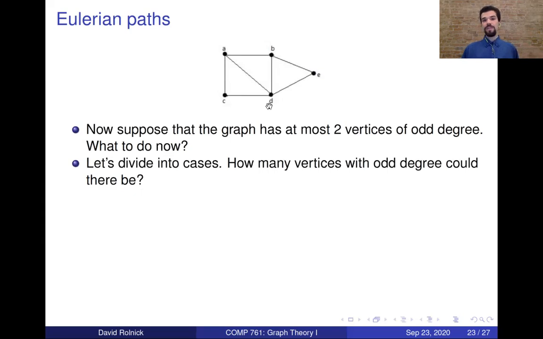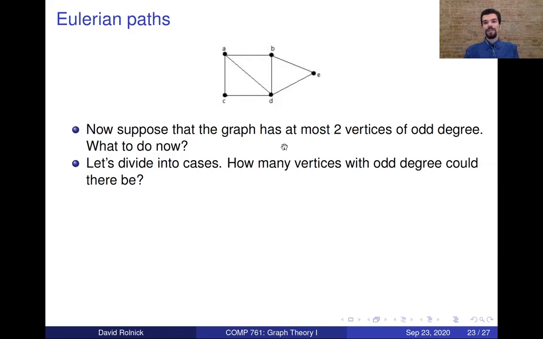Let's divide into cases to make it a little bit easier. How many vertices with odd degree could there be? We were talking about 2 or 0. Could there be 1? Why couldn't there be just 1 vertex with odd degree?